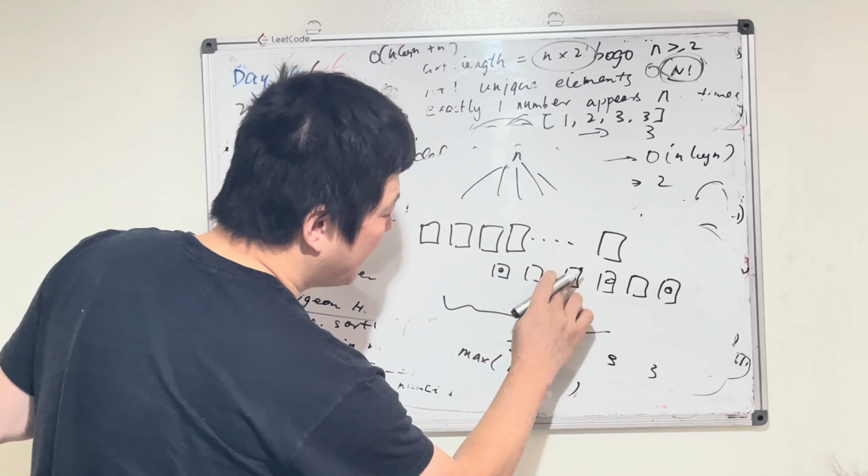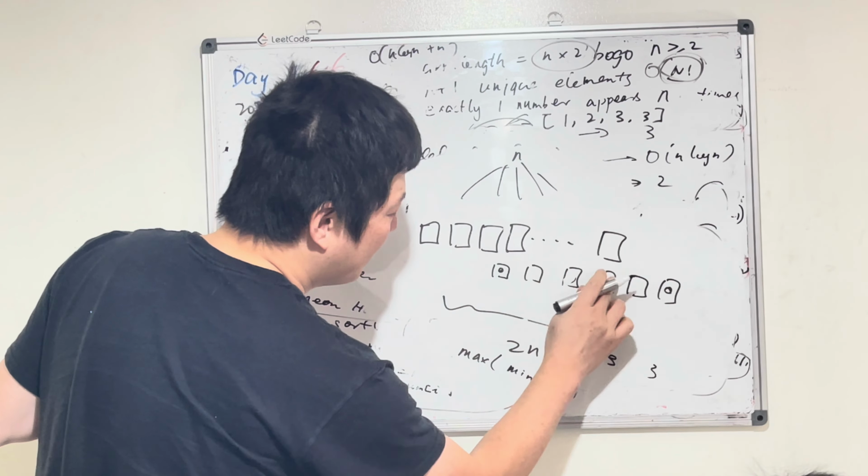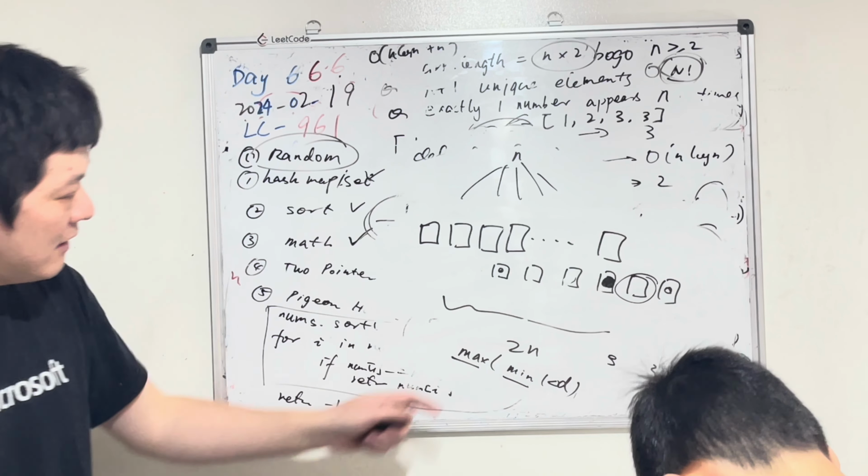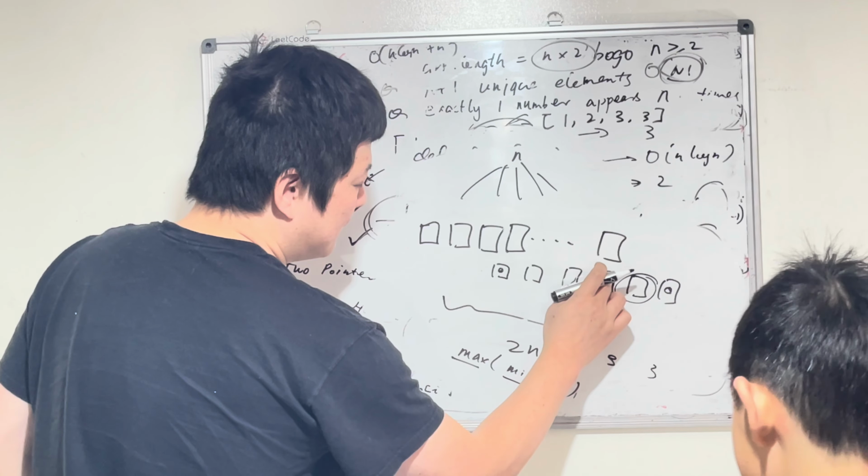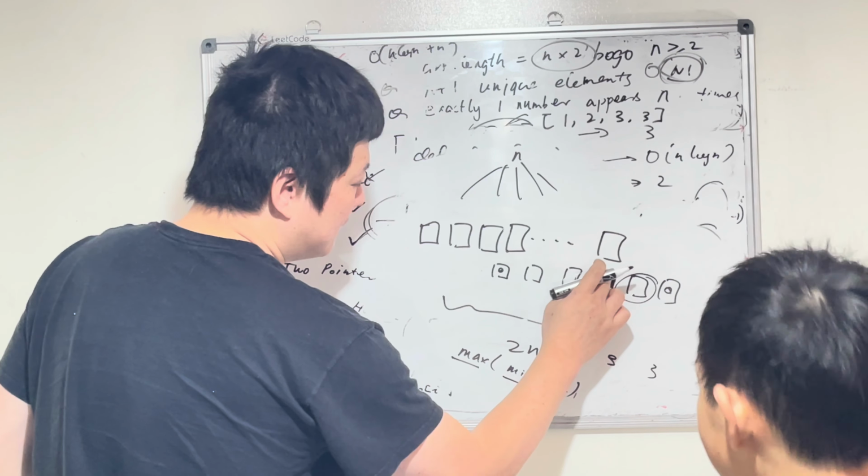For example, if we put this number here, what's the shortest distance between any 2 numbers? So it's the max of the min of the distance. If we put this number here, the shortest distance is 1. But if we put it here, it is 2. So we want to maximize the minimum distance. That's 2. So what does that mean?